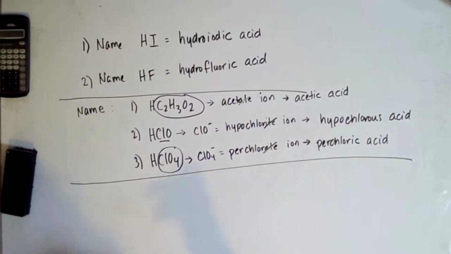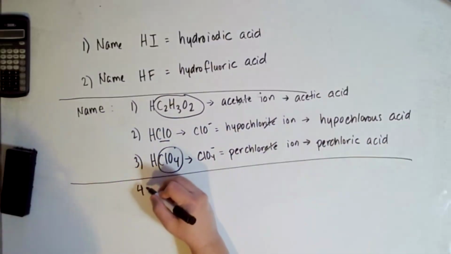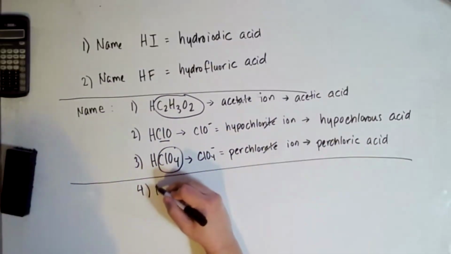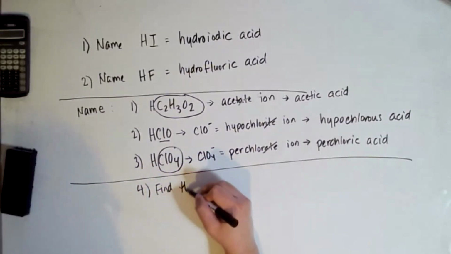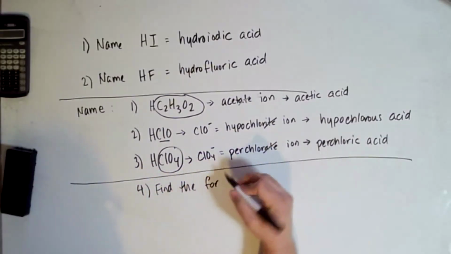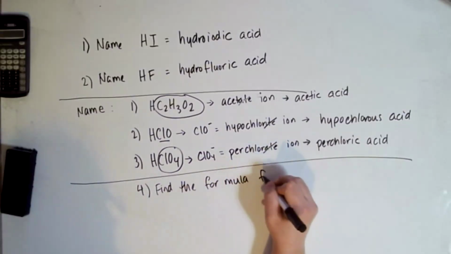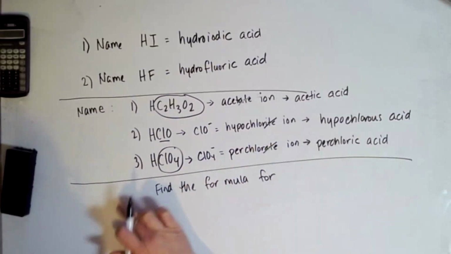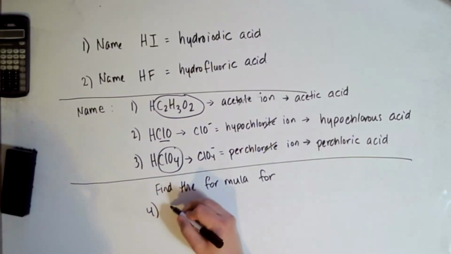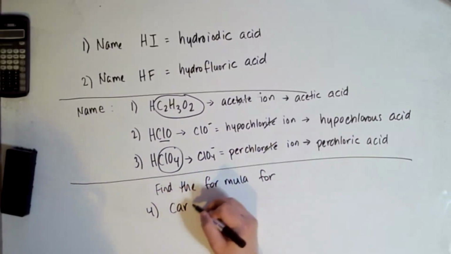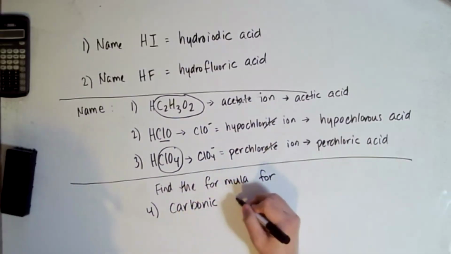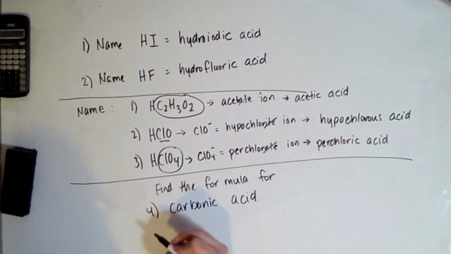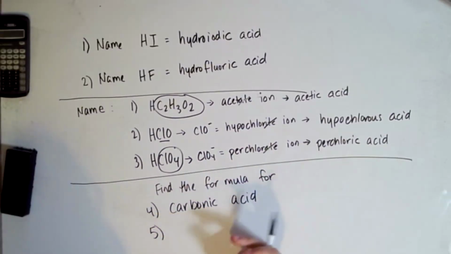The next two examples ask us to write the formulas from the names. One of them was a perchloric, so I'll change that example. So let's find the formula for, well, we'll write the number 4 down here. So we'll find the formula for carbonic acid. And we'll find the formula for chloric acid.